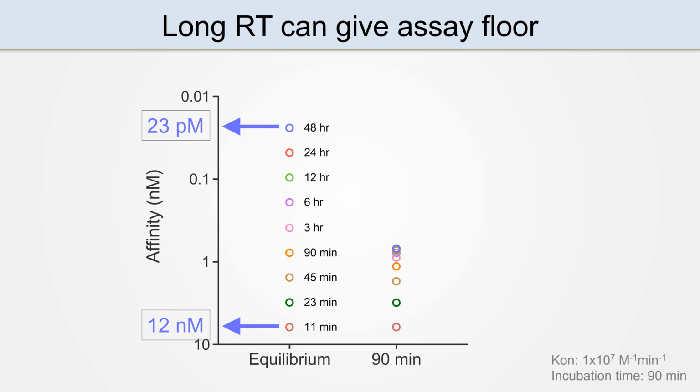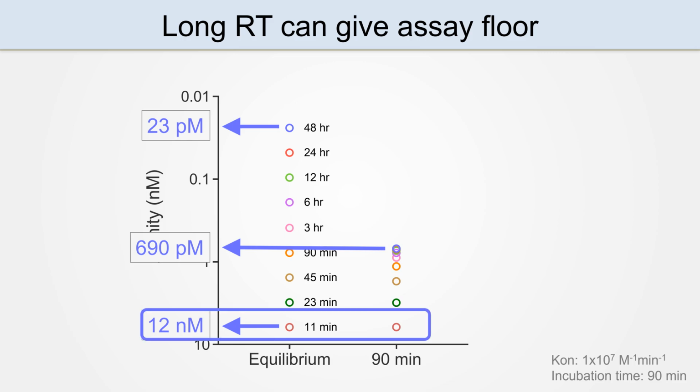When we look at the data here, clearly things are way off. The affinity of the long residence time compounds is dramatically underestimated. The 48-hour residence time compound here has a measured affinity of 690 picomolar compared with a real affinity of 23 picomolar. This underestimates affinity by 30-fold. For the shorter residence time compound of 11 minutes, the 90-minute incubation reliably quantifies the affinity at 12 nanomolar.